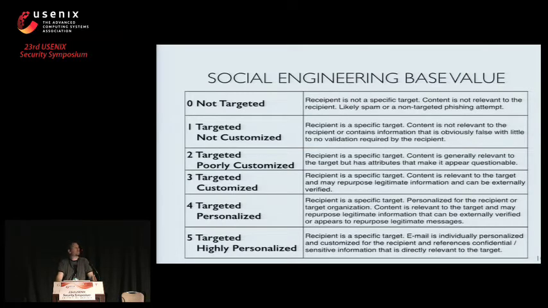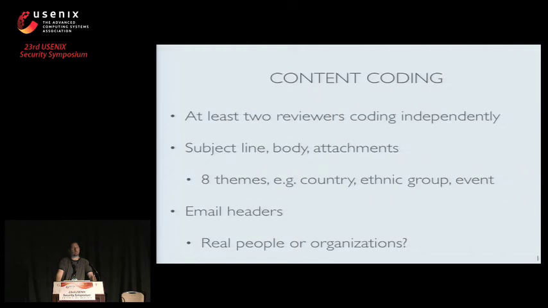This is a pretty big wall of text, so I'm just going to walk you through examples of each one. But before that, just to note, we're also doing content coding on the subject and bodies of the emails that come in. We have multiple reviewers look at the emails and tag them based on a number of themes, as well as identifying features such as whether the person the email claims to come from is a real person or real organization. Then we make sure that the content coding and the base value match and iron out any differences, but we never had any problem with this.